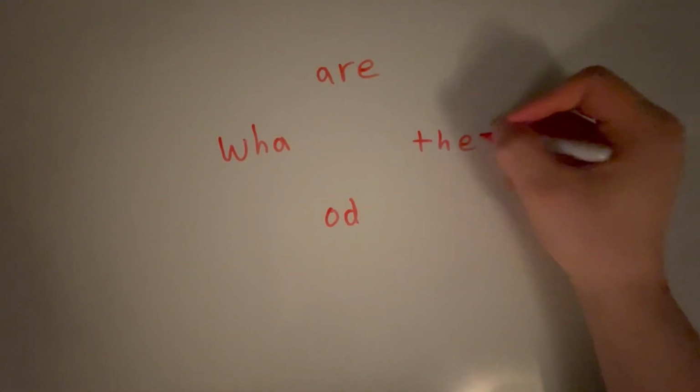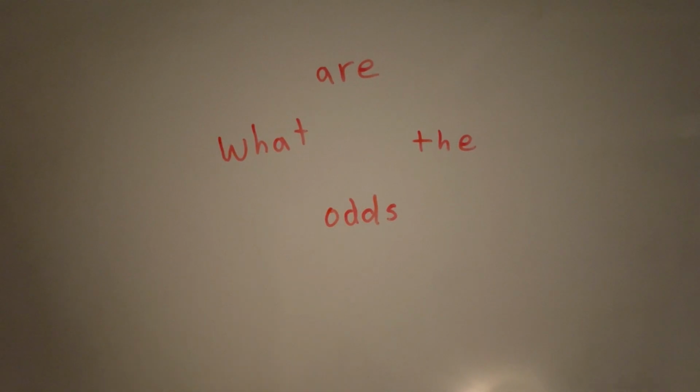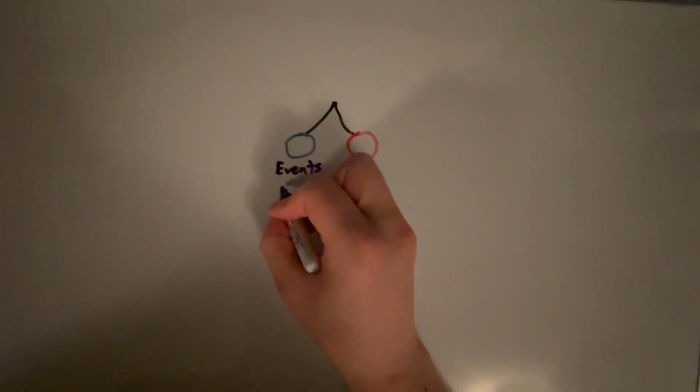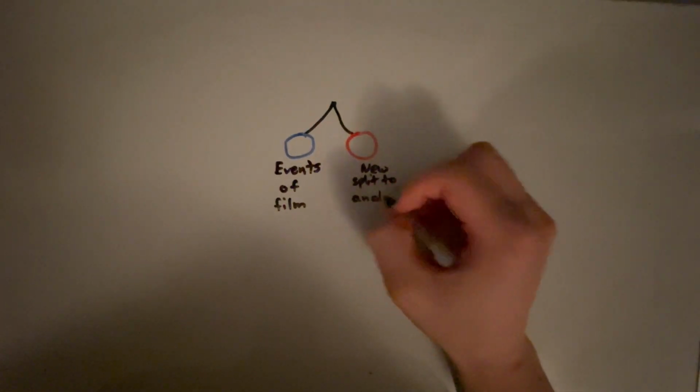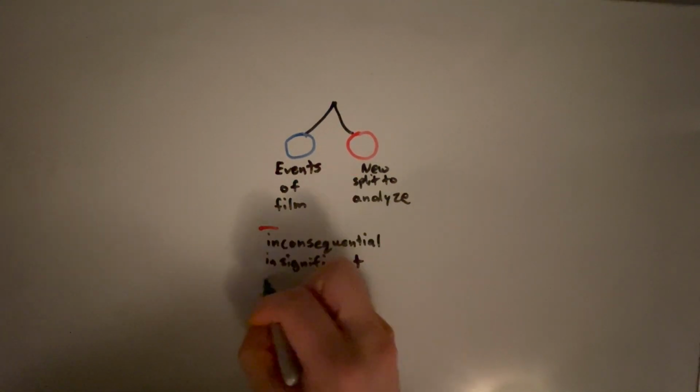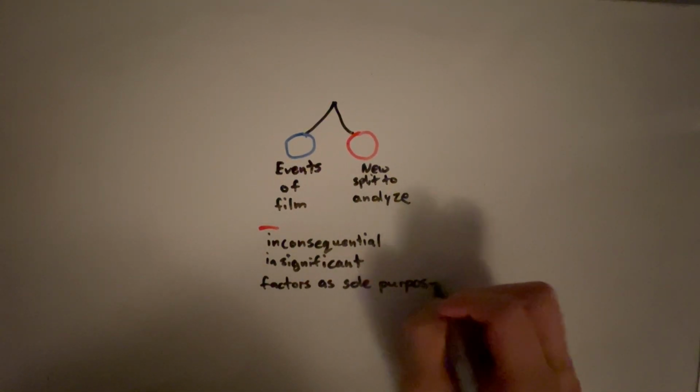In today's video, we will discuss the likelihood that the events are to be repeated in Everything Everywhere All at Once. We will use another split to determine the answer. We will focus on the key events of the movie, ignoring inconsequential or insignificant ones, or events with the sole purpose of becoming factors for other events.